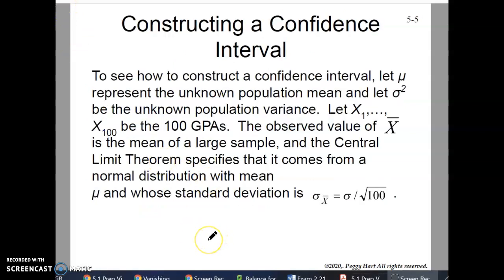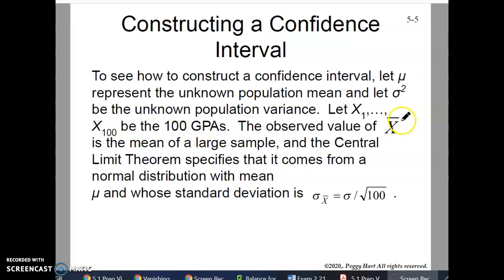Okay, so hopefully you looked up all those symbols because now you're going to start seeing them. To see how to construct a confidence interval, we let mu, the population mean, be an unknown value in a population, and sigma squared be an unknown population variance. And let's say x1, x2, x3 through x100 are the 100 GPAs.